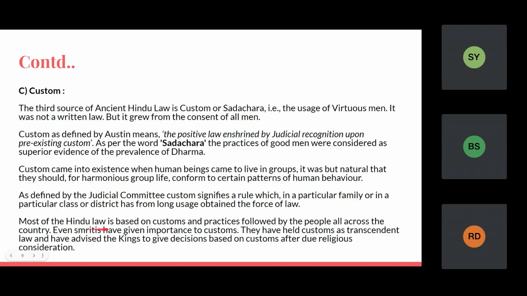Every Smriti has given importance to customs. Thus they have held customs as transcendent law and have advised the kings to give decisions based on customs after due religious consideration. So it is seen that when kings were sitting to adjudge a particular dispute to provide justice, they were supposed to take customs into account. Customs were given value after giving importance to religious consideration. First religious consideration, then came customs.